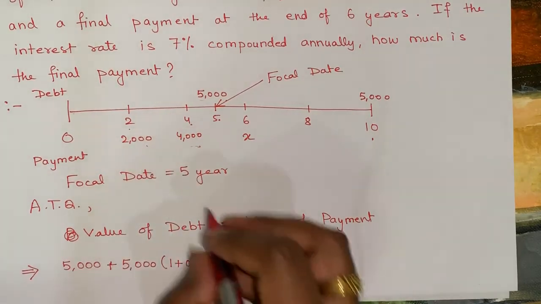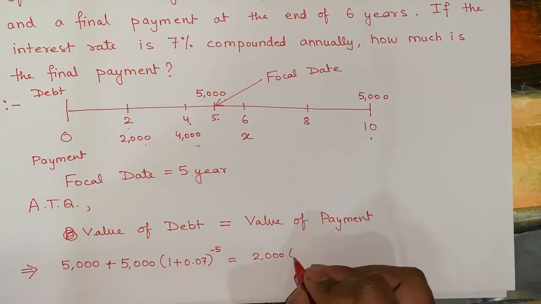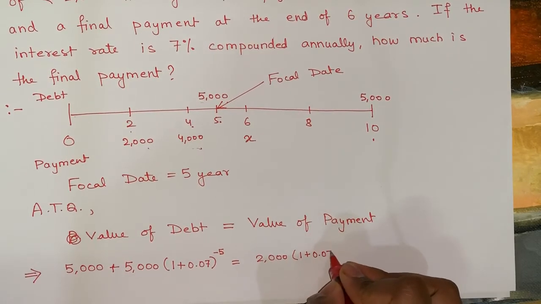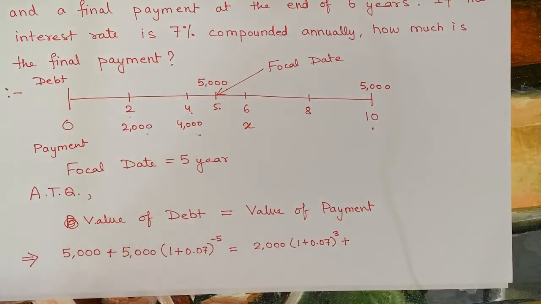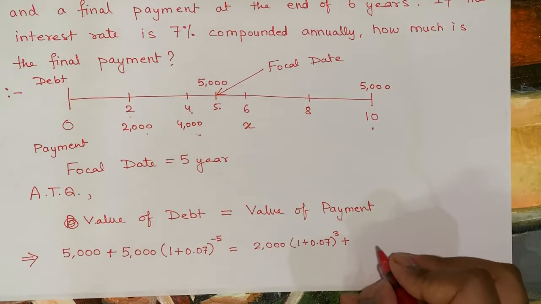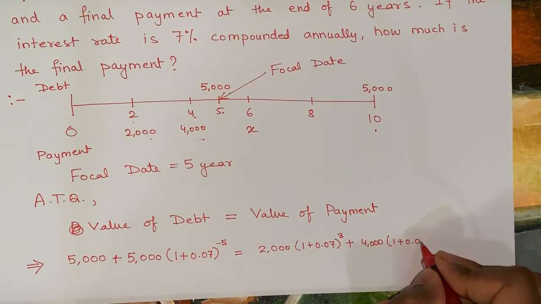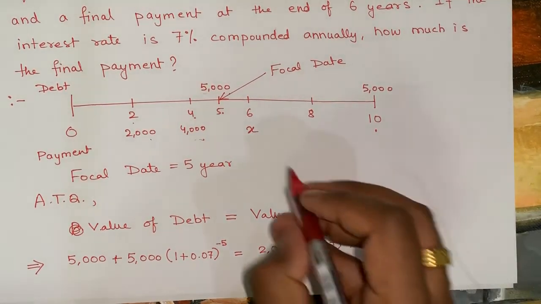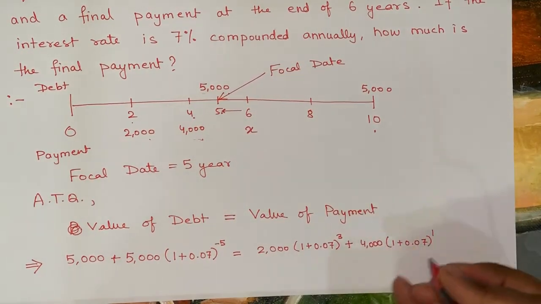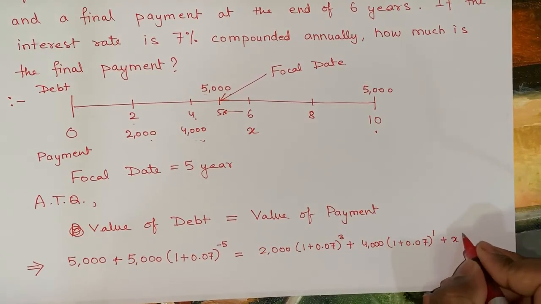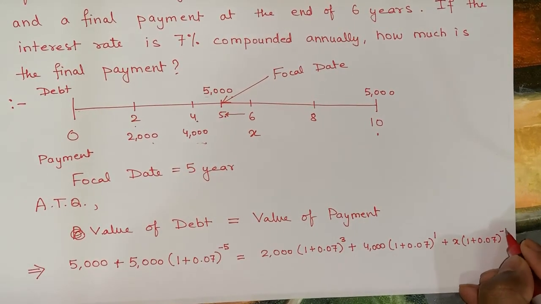First payment is made at the end of second year, so we will add interest for 3 years. So this becomes 2,000 (1 + 0.07) to the power 3, plus second payment is due at the end of 4th year, so we need to add interest for 1 year in this. 4,000 (1 + 0.07) to the power 1, and the final payment is due at the end of 6th year, so we will again discount interest for 1 year in the final payment, which becomes plus x (1 + 0.07) to the power minus 1.